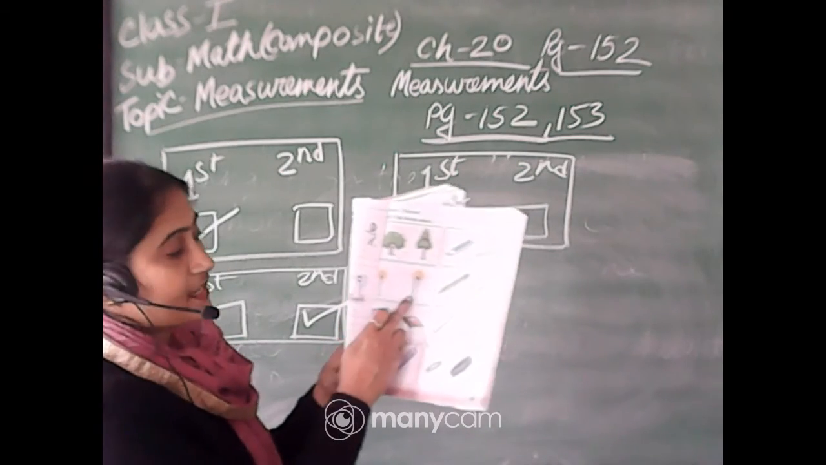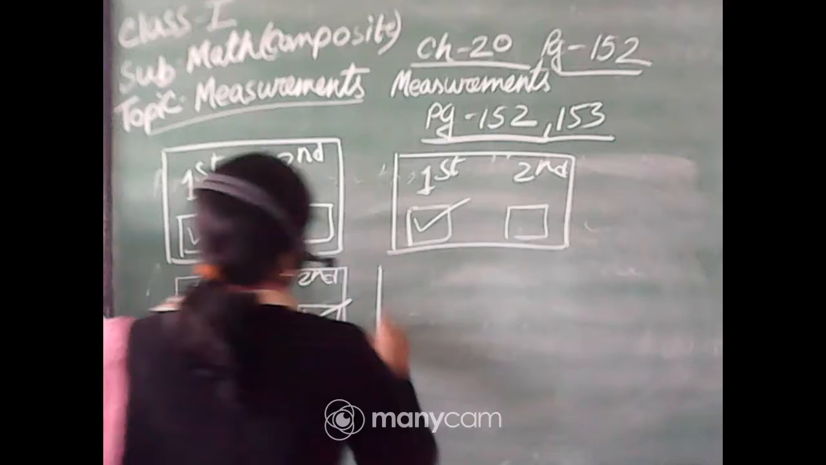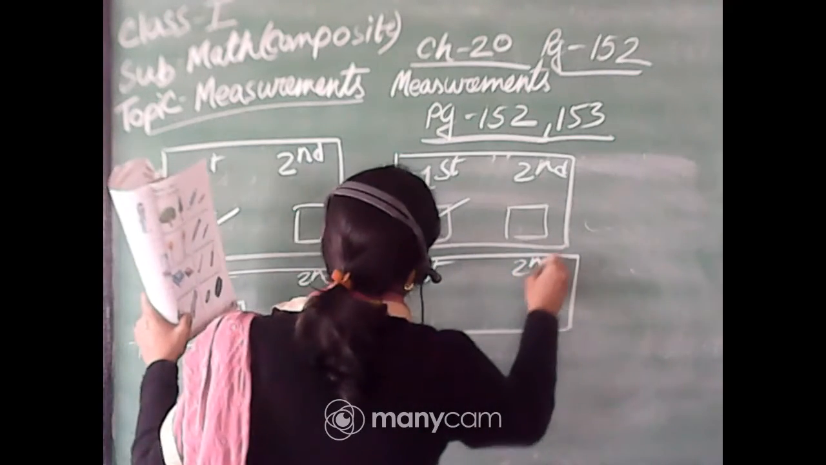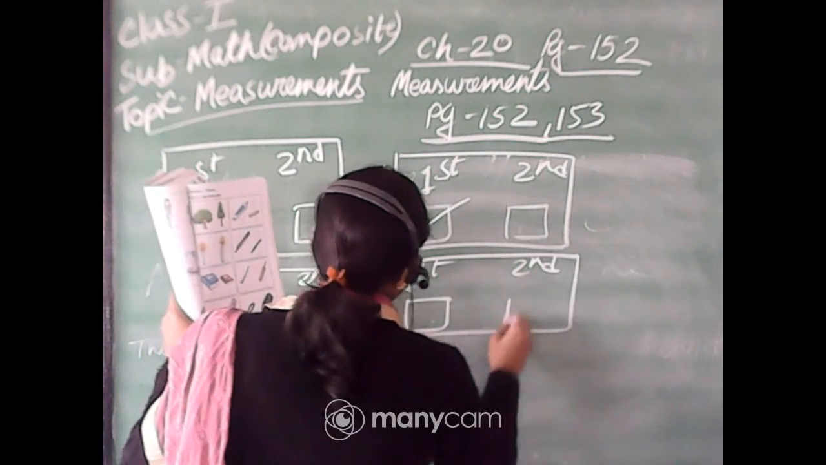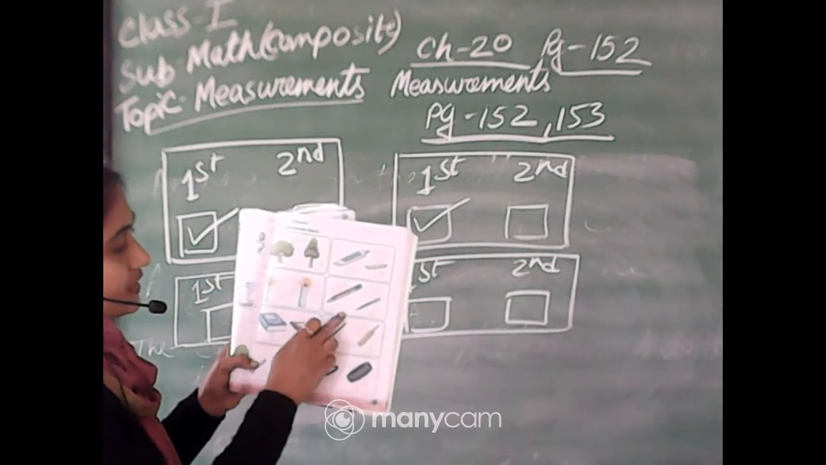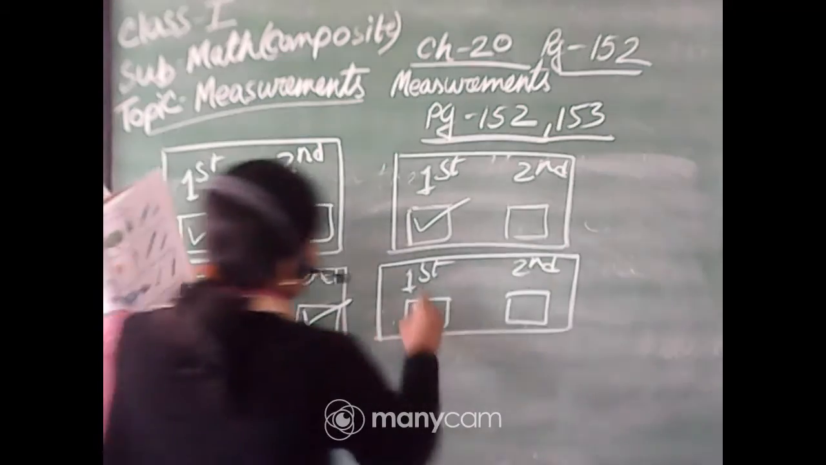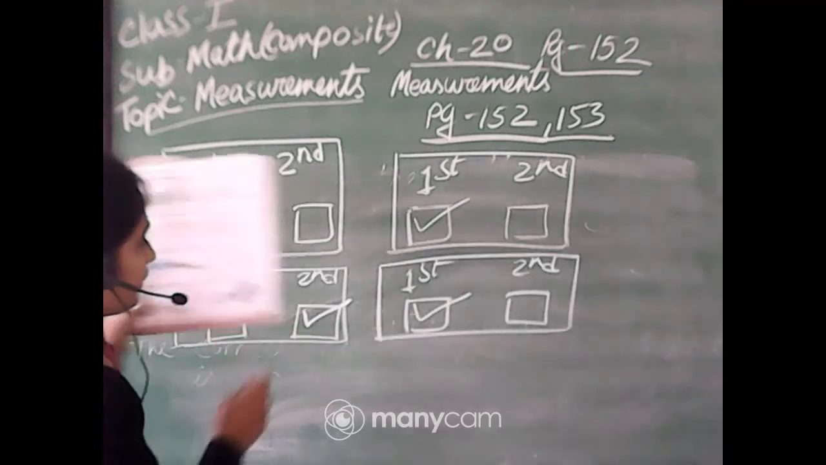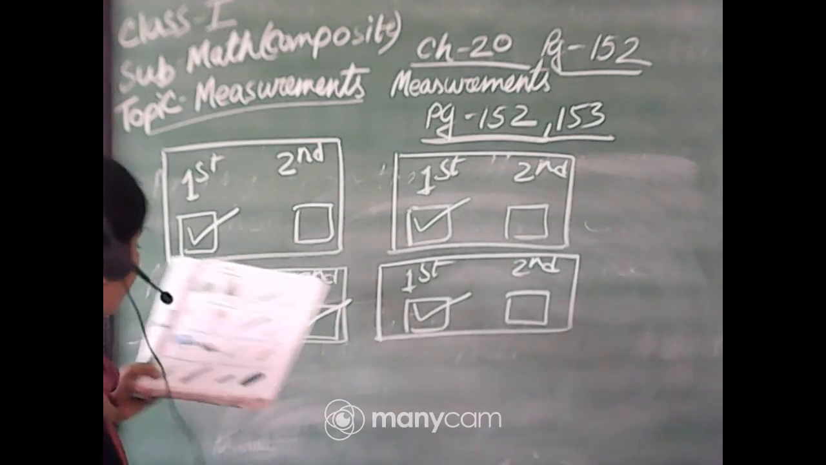This is thinner and this is thicker. And the next pencil, you have to tick the thicker object. I hope you understood. This is already done in your class. You have to tick the thicker. Which is the thicker? This one, first one is thicker. Next, these two books. Which book is thicker? First book. I have to rub the board for the next two.